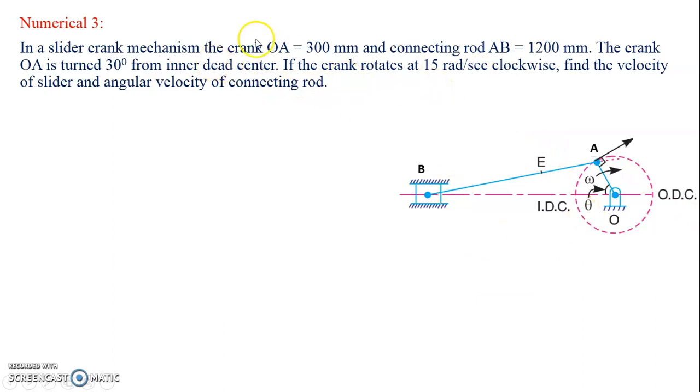Okay, so what it says is that the crank OA is 300 mm. So if you see this length, the crank O to A, this length is given, which is 300 mm. And then the connecting rod AB, the length of that also is given as 1200 mm. Along with that, they said that the crank OA makes an angle of 30 degrees from the inner dead center.